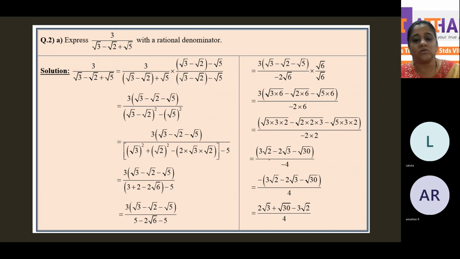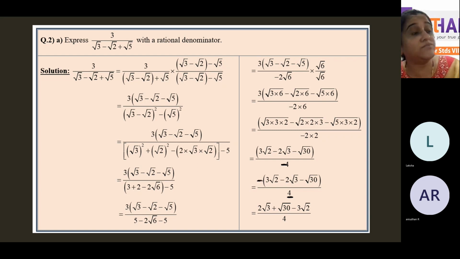That's the next step. So this is 3 root 2 minus 2 root 3 and minus root 30 by minus 4. Now the denominator, we normally don't leave it negative. We always have a positive denominator. So take that minus sign to the numerator. So minus 4 becomes 4 and the minus is taken up to the numerator like this.